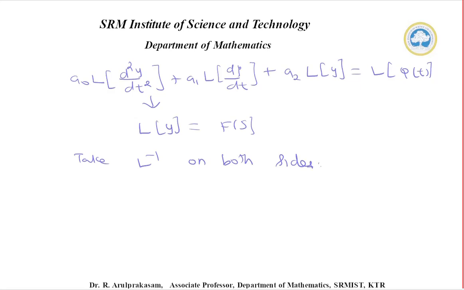What happened? Here inverse means I am getting y, which is in terms of the variable t. I am getting L inverse of F of s is nothing but f of t. Yes or no? I am getting y as some original function of t. This is the general equation given for how to solve this problem.